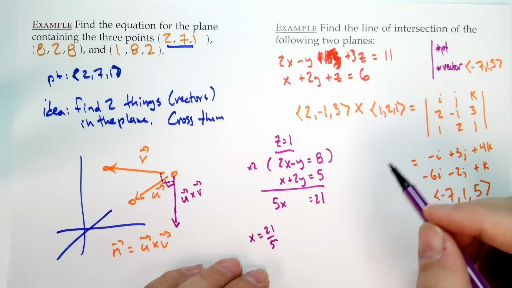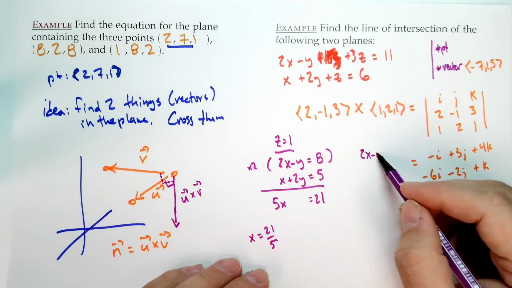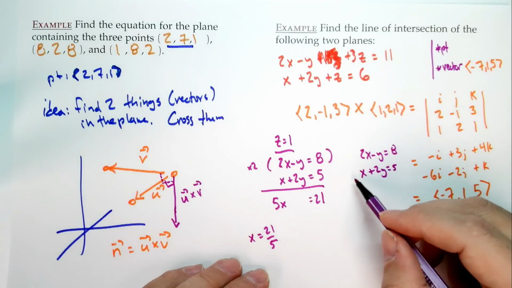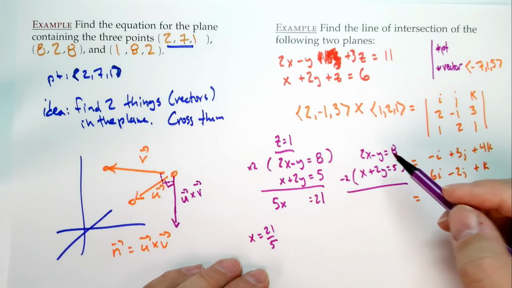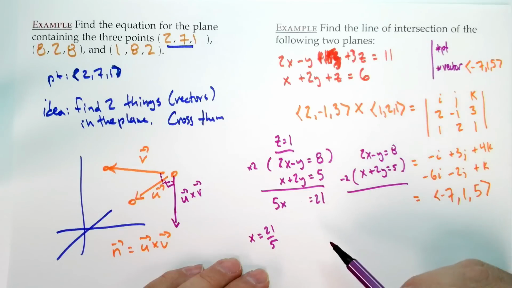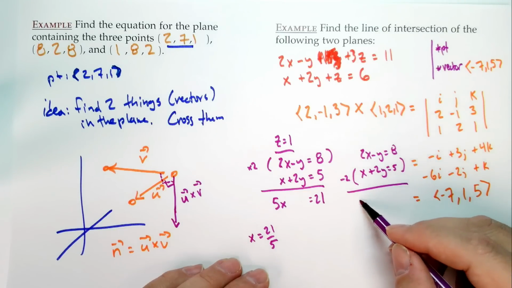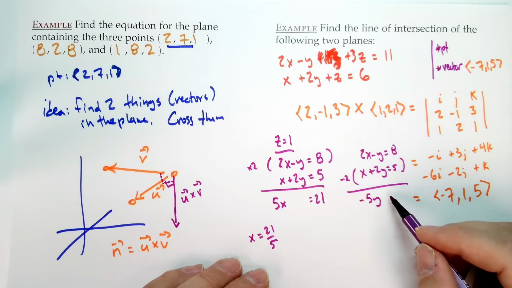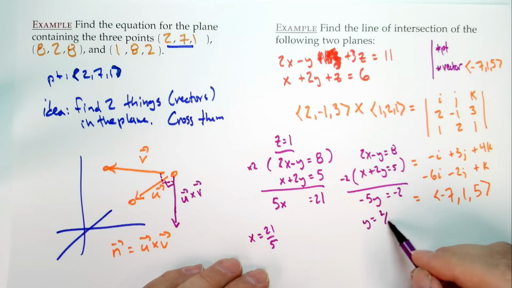Now, that's not the only thing I could have done. I could have done the following. I could have said, well, look, 2x minus y equals 8, x plus 2y equals 5. I could have multiplied this equation by negative 2, and then add. Because if we did that, we'd have 2x, and then we'd have minus 2x. Gone. Cancel. So that's why we multiply by negative 2. Minus y, minus 4y, minus 5y. 8, and then minus 10. Well, that's negative 2. So you end up with y equals 2/5.